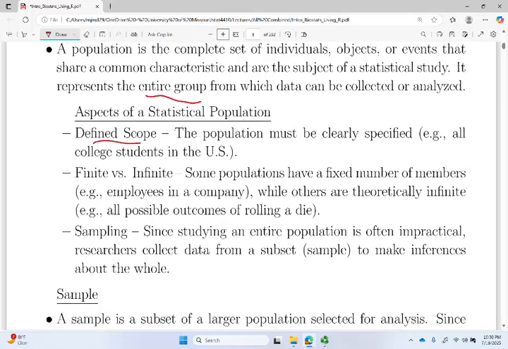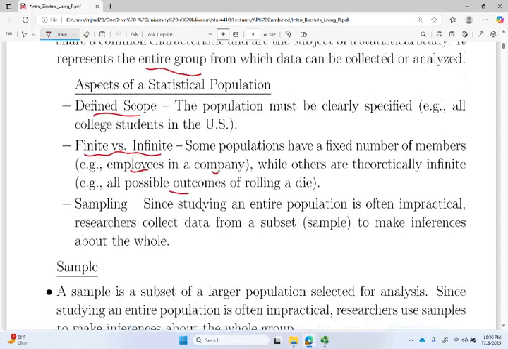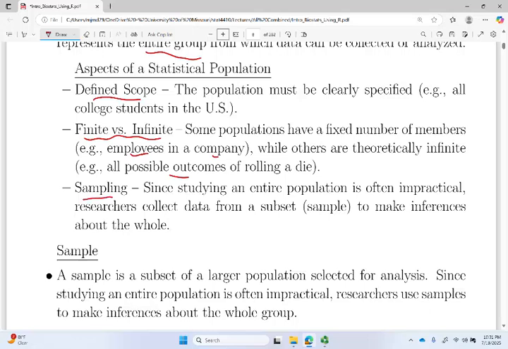So you have to define the scope. It must clearly be specified. Is your population finite or infinite? Employees at a company may be finite, but all possible outcomes of rolling a die would be infinite. And then, of course, there has to be sampling. How do you collect the sample? We can't really study the entire population just because it's impractical, so we have to collect a sample. Well, how do we collect that sample? That in itself is also a big topic.